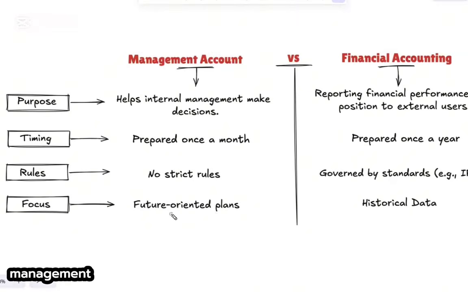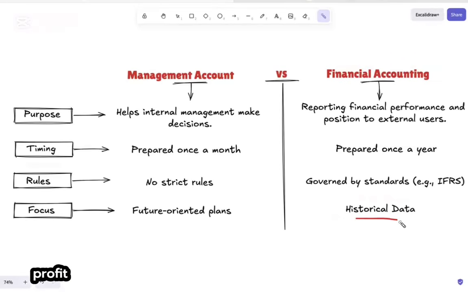Management accounting focuses more on future-oriented plans, for example, whether they have to pay more for advertising, or making a better decision in the future. They will focus on management accounting. Financial accounting, on the other hand, looks at historical data. It will show the profit or loss, as we have discussed earlier.